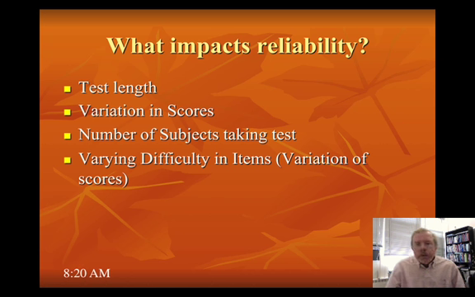The number of students that you have taking a test, and again, all of these things really come back to kind of common logic. If you have 3 people taking a test, it's difficult to know whether your test is going to give you consistent results. If you have 300 people take a test, then you're going to have much more confidence in the pattern of results that you get. And then finally is the varying difficulty in items, so that not all students do the same way on all items. In fact, we see some items are more difficult or less difficult than others.